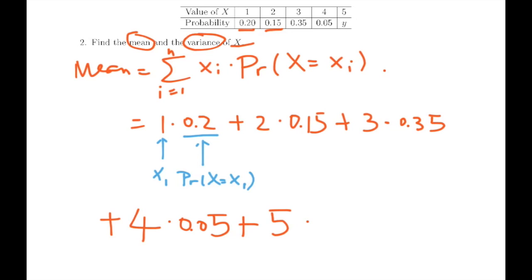If we do the algebra, we can find the mean is equal to 3. Sorry, I misspoke earlier.